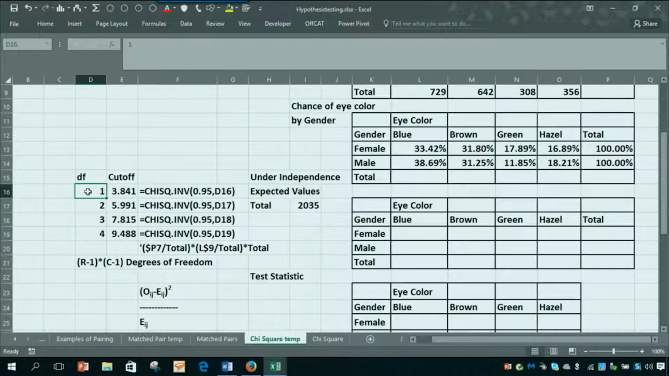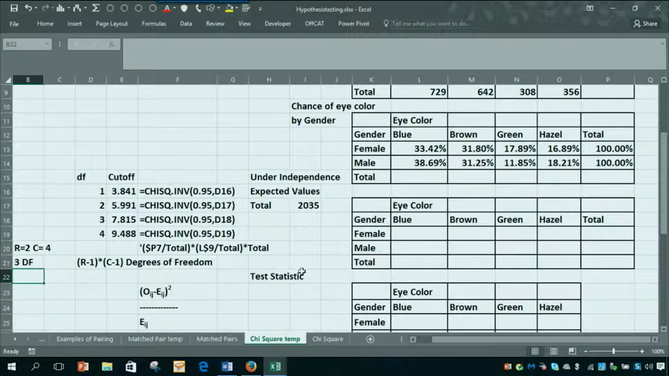If you had 1 degree of freedom and you add up all these complicated things and it's greater than 3.84, you reject the null. 2 degrees of freedom and it's greater than 5.99, you reject the null. 3 degrees of freedom and it's greater than or equal to 7.81, you reject the null. 4 degrees of freedom greater than or equal to 9.48, you reject the null. And in our example, the number of rows is 2 and the number of columns is 4. So with rows equal 2 and columns equal 4, we've got 2 minus 1 times 4 minus 1. We've got 3 degrees of freedom, or DF for short.